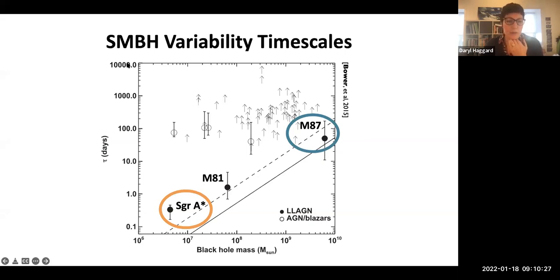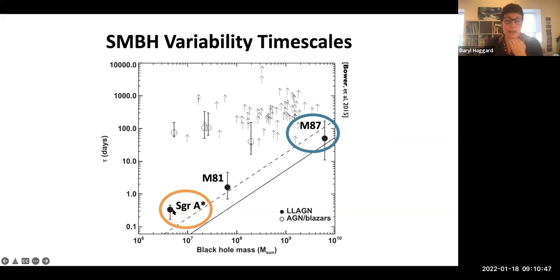And I show you this plot, which is showing you the time scale for variability versus black hole mass along the bottom axis. You'll note that Sagittarius A star is much lower mass, 10 to the 7 times the mass of our sun, than M87, which is closer, up here, to 10 to the 10 solar masses.